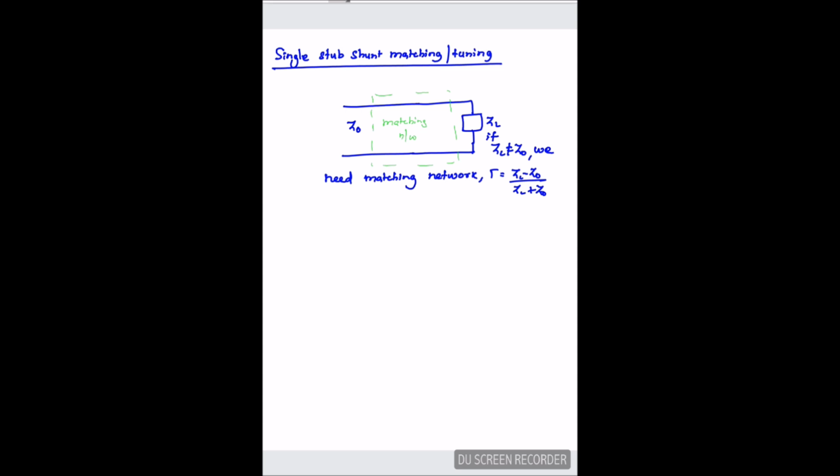This scenario will come, intentionally or not intentionally, when we have an amplifier with a different impedance, an amplifier or mixer, anywhere in microwave circuits. Whenever there is a different impedance, we need to match the impedance between the load and the characteristic impedance, or wherever, between two points, in many situations. So for that we can have different types. One of the types is single stub shunt matching.